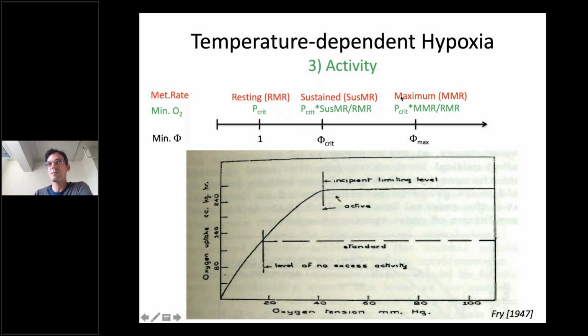If you want to sustain maximum exertion indefinitely, you'd better multiply that P crit in the environment by the ratio of your maximum metabolic rate relative to the resting rate. That's going to require oxygen in the environment to be that factor higher than what was needed in the resting state. And that will require phi in the environment to be also higher than 1 by this number, phi max. And if you can survive long-term on some kind of sustained metabolic rate that's between resting and maximum, you could get away, you could survive with a phi of something that I'm going to call phi crit. Okay. And this is also shown in a wonderful, even earlier paper by Frey in 1947.